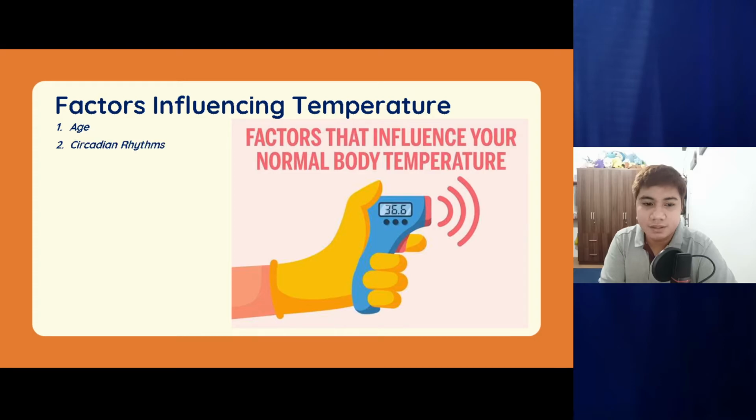Circadian rhythms. This talks much about the sleeping patterns of an individual. And usually, when a person has lack of sleep or changes in the sleeping patterns, usually there are also changes with the temperature or the adaptability of a person in relation to temperature.